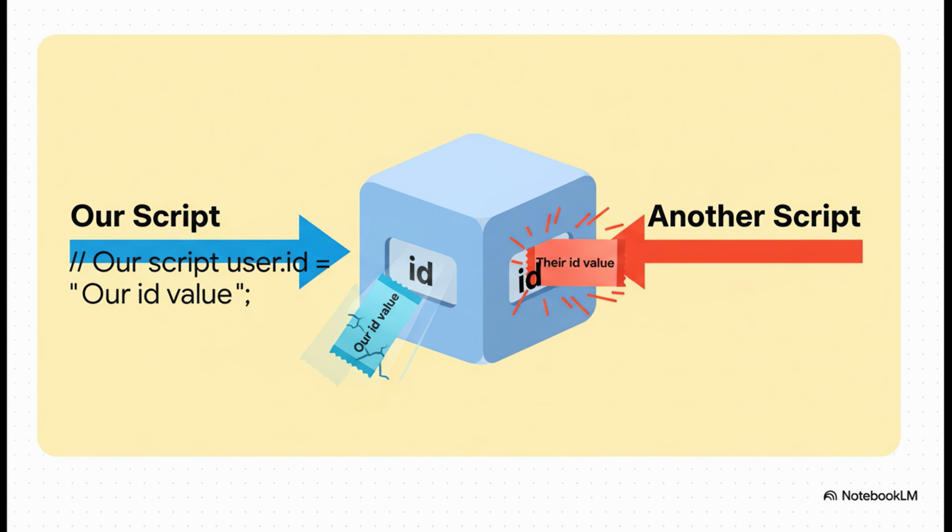Imagine this user object comes from some external library. Our script on the left adds an ID, but then some other script, totally unaware of what we're doing, does the exact same thing on the right. And just like that, the second script completely overwrites our value. Our code is now officially broken, and good luck trying to figure out what went wrong.